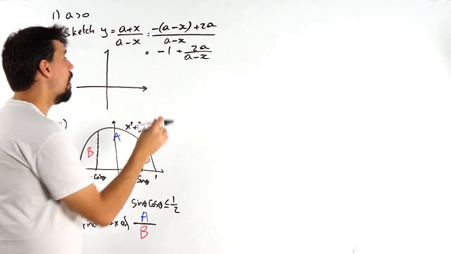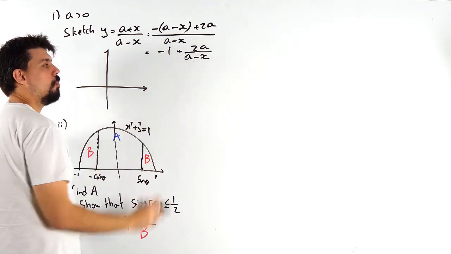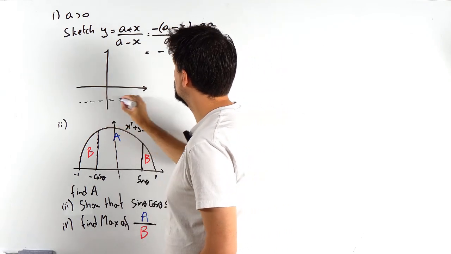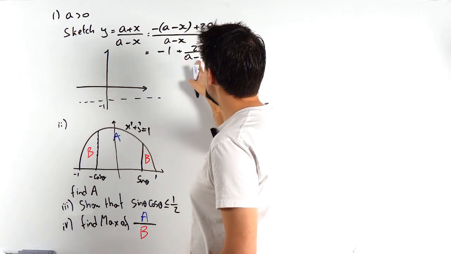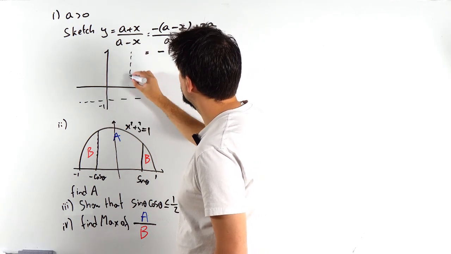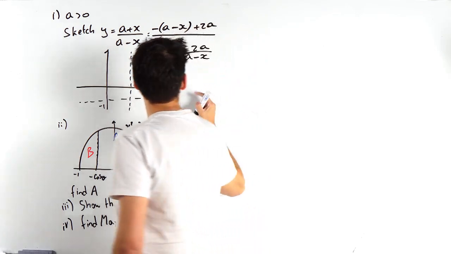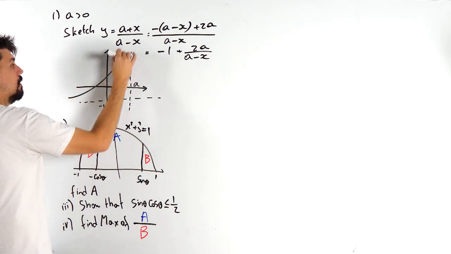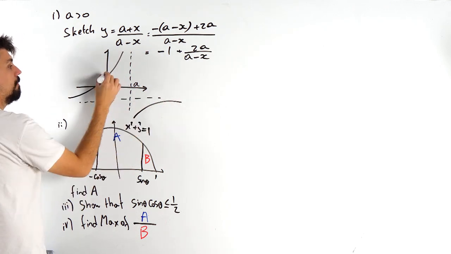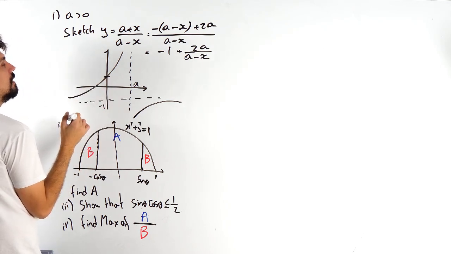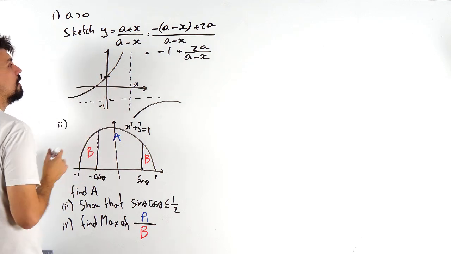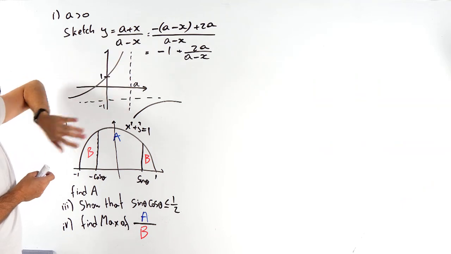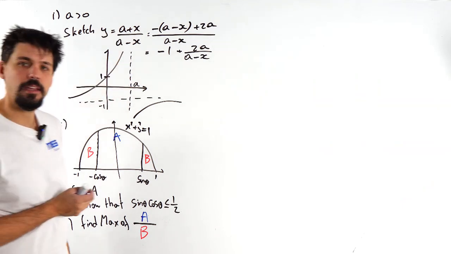Nice, because now I can view this as a transformation of a 1 over x graph. I'm going to get an asymptote at y is minus 1. I'll get an asymptote at x is a. It's minus x, so it's going to be going the wrong way around. Something like that. When x is 0, we're going through 1. So that's kind of nice. First things first, that is my graph of (a plus x) over (a minus x). I wonder if it'll come in handy later.